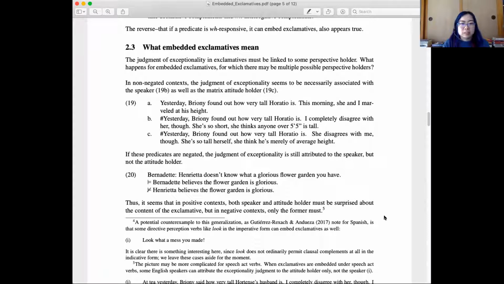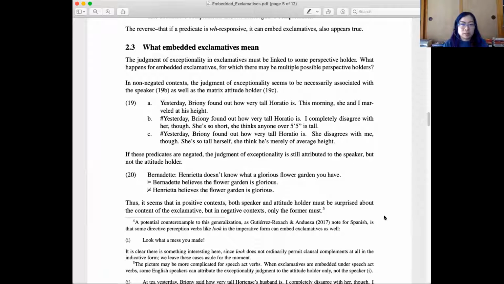Now, when these predicates are negated, the judgment of exceptionality is still attributed to the speaker, but not the attitude holder. As we see in 20, if Bernadette is speaking and says, "Henrietta doesn't know what a glorious flower garden you have," it must be the case that Bernadette, the speaker, believes the flower garden to be glorious, like quite glorious, but it's no longer necessary that Henrietta does.